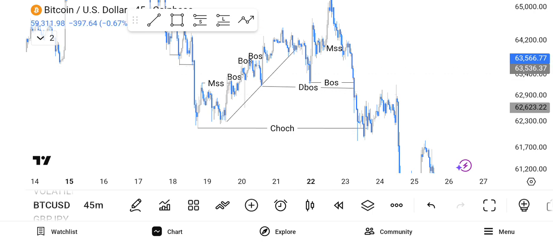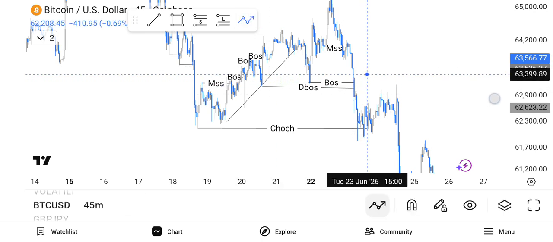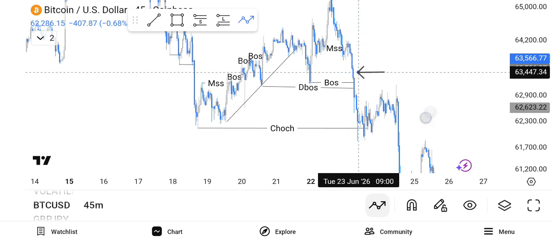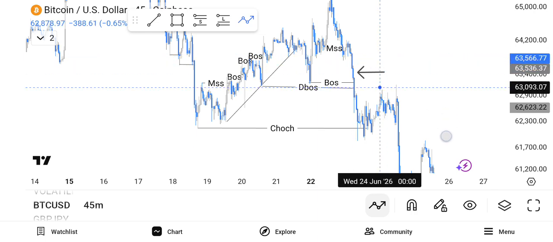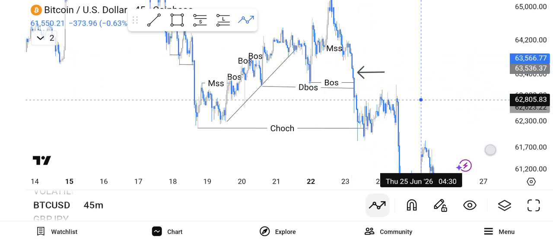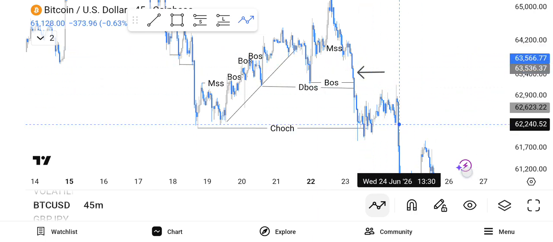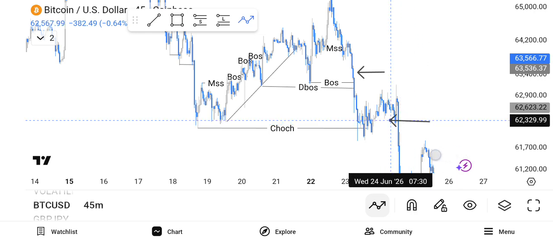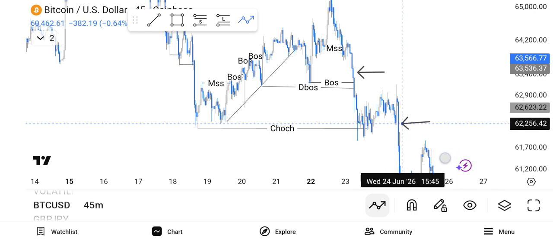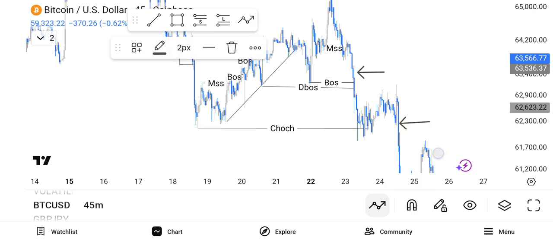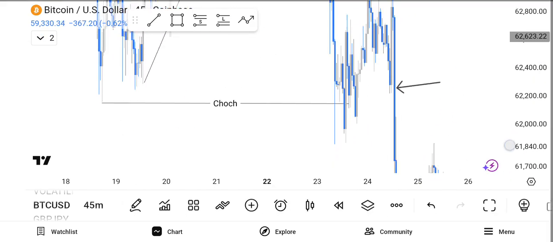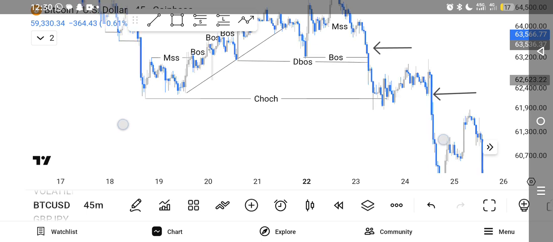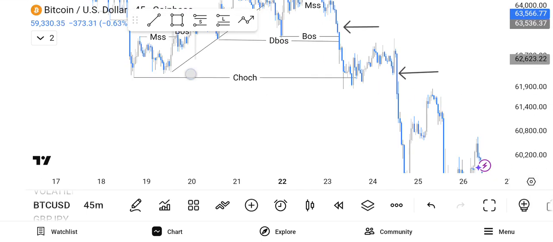We are having multiple imbalance here. Multiple imbalance in the market. All these imbalance. Don't worry. To make this more clear, imbalance are those zones in the market that the candle is not touching. So yeah, we're having multiple imbalance, and then this is a change of character.